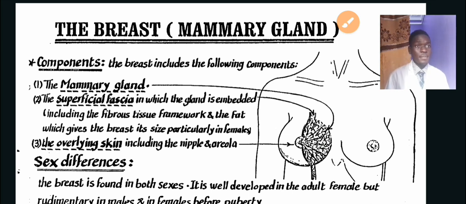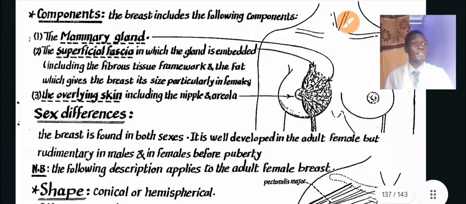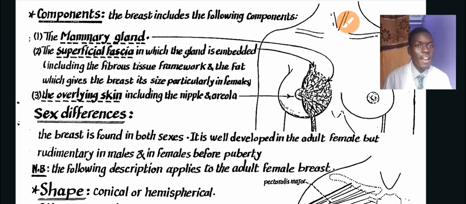Of course, there are some sex differences. If you look at the breast of a female and the breast of a male, what's the main difference between these two breasts? Realize that both the males and females have breasts. However, the breast is well developed in an adult female, but it is rudimentary in males and also in females before their puberty.